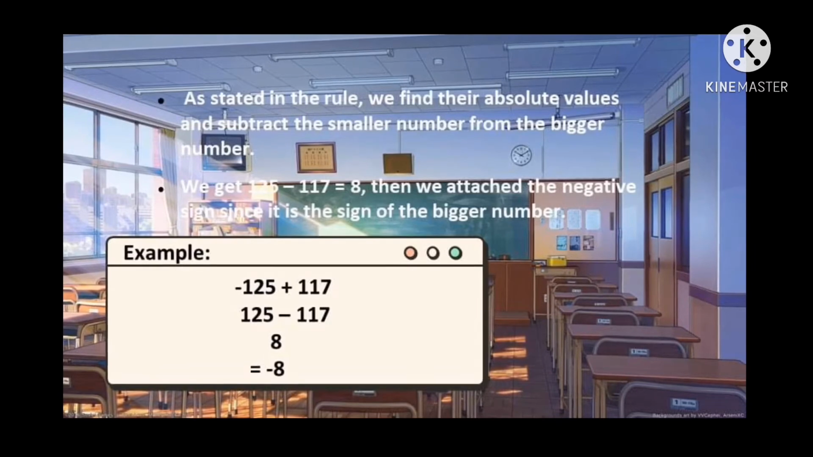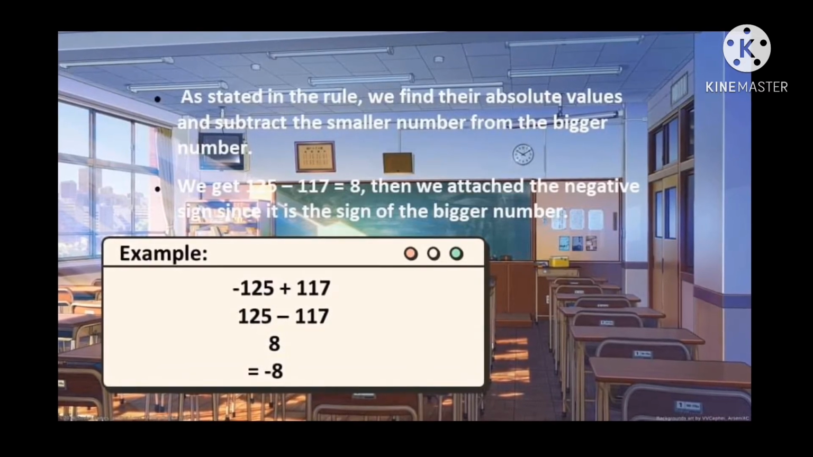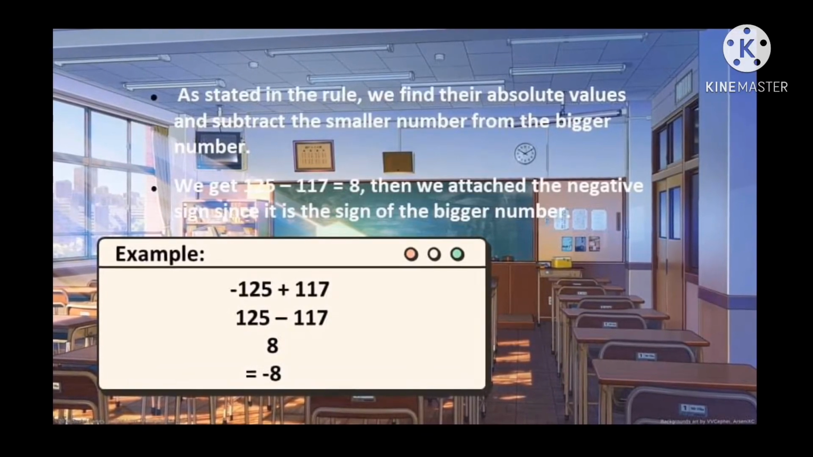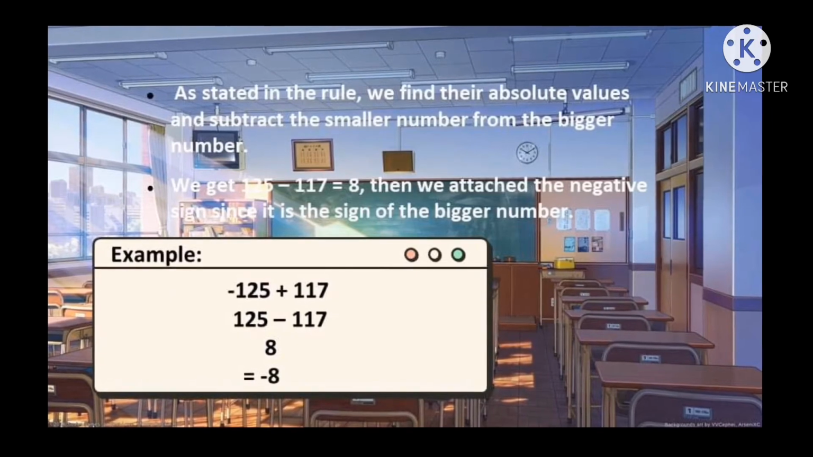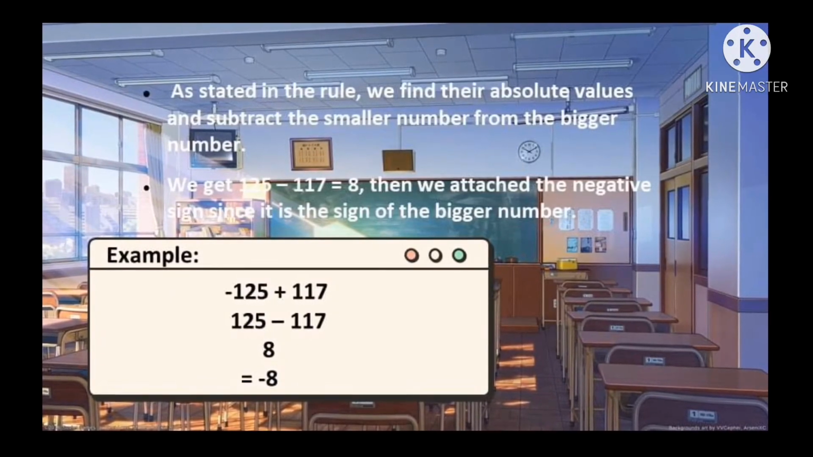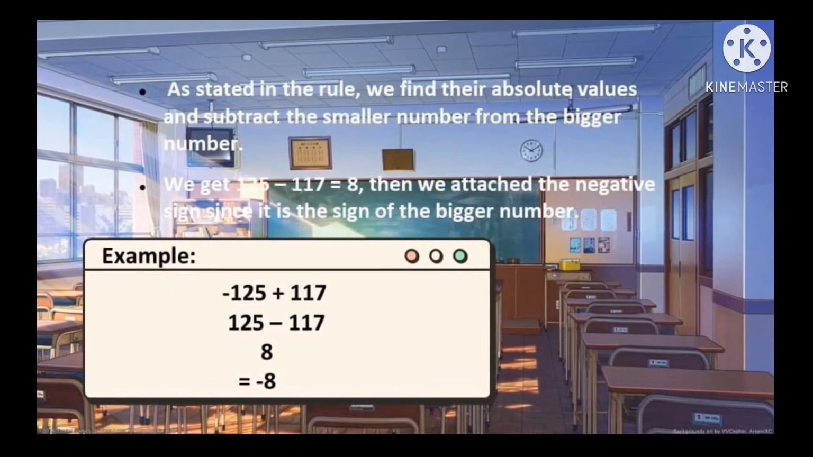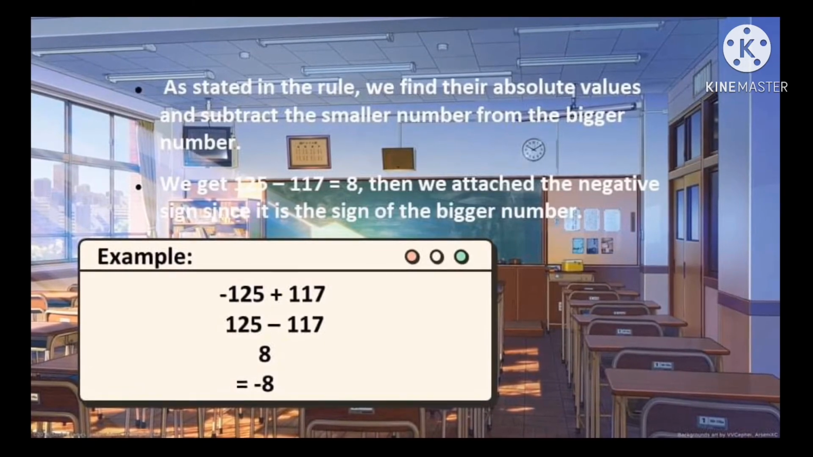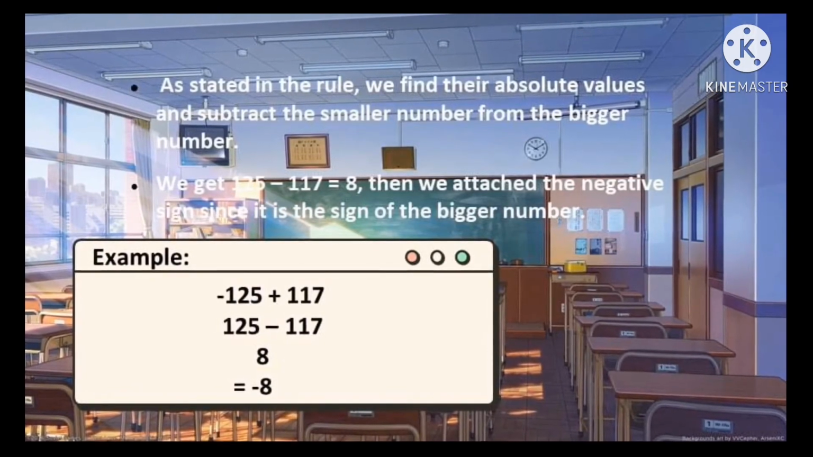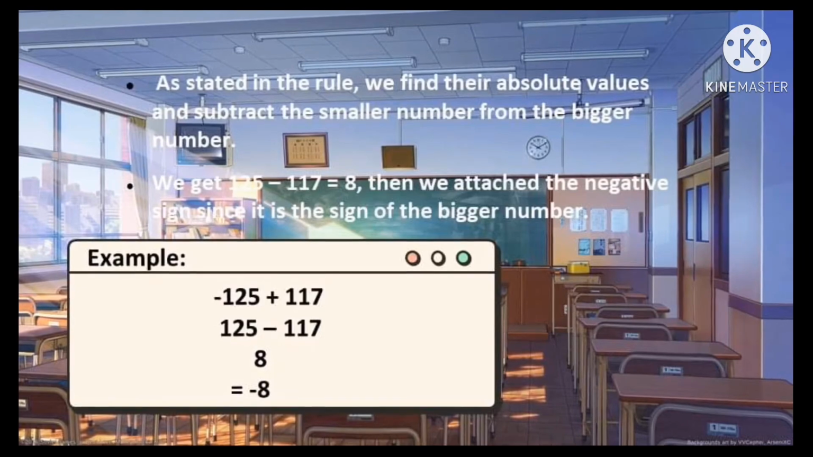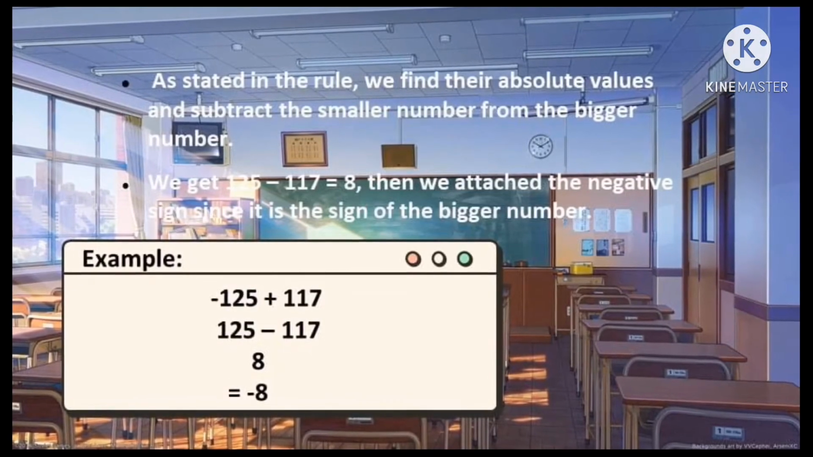As stated in the rule, we find their absolute values and subtract the smaller number from the bigger number. We get 125 minus 117 equals 8. Then we attach the negative sign since it is the sign of the bigger number.